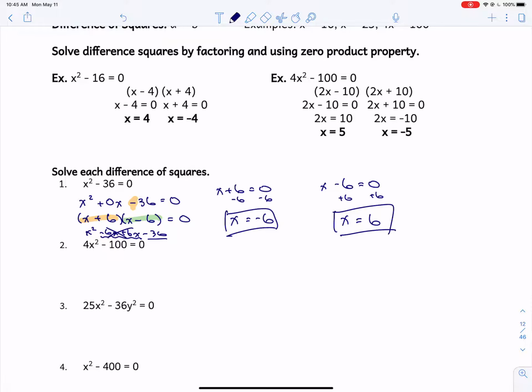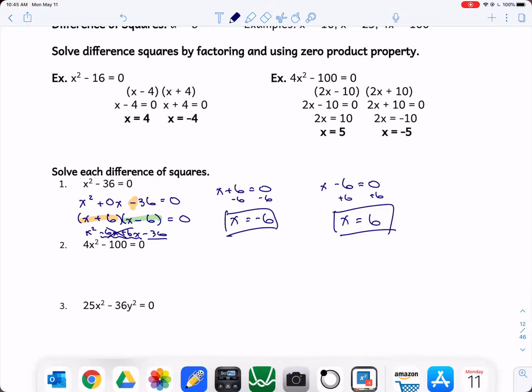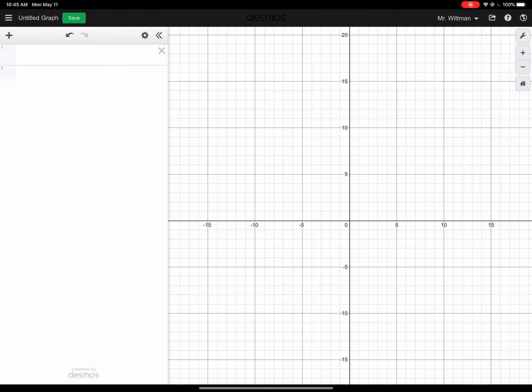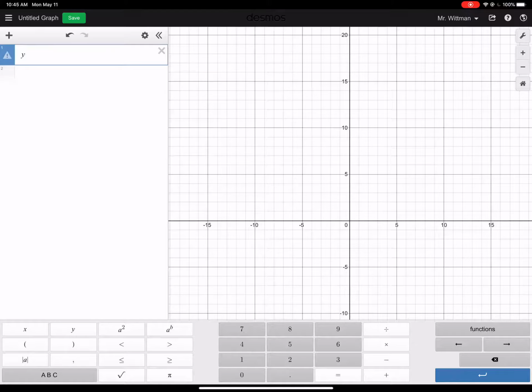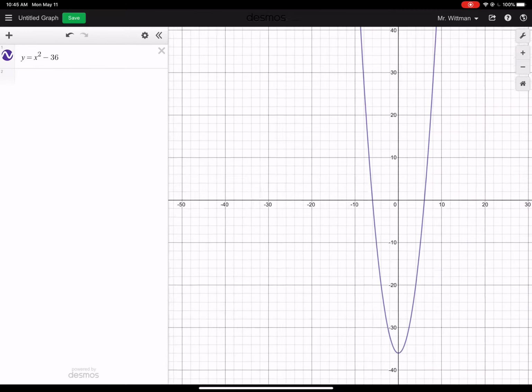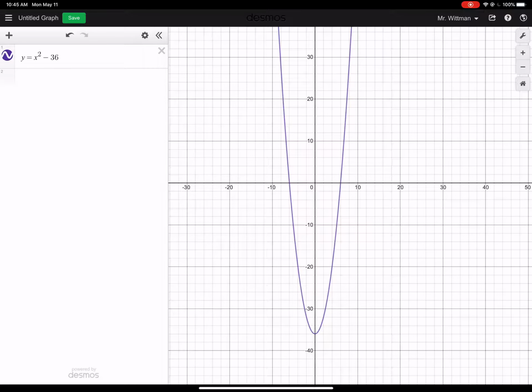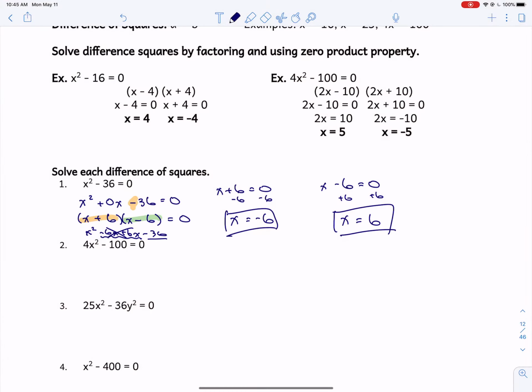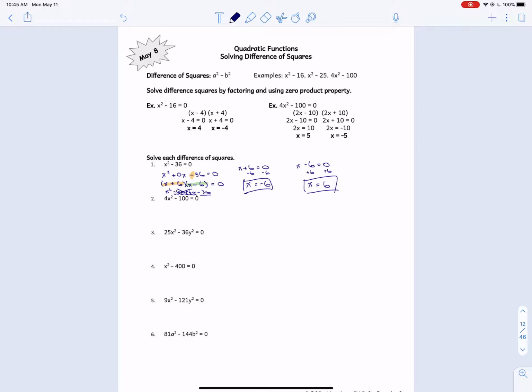Again, let's graph it and see if we get the same thing. So y equals x squared minus 36. All of these are going to be symmetrical about the y-axis, or the axis of symmetry is going to be the y-axis. And it crosses at 6 and -6, just like we found. All right, so this is not how we're going to do all of them.